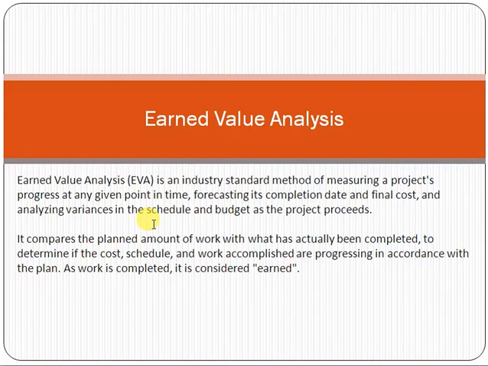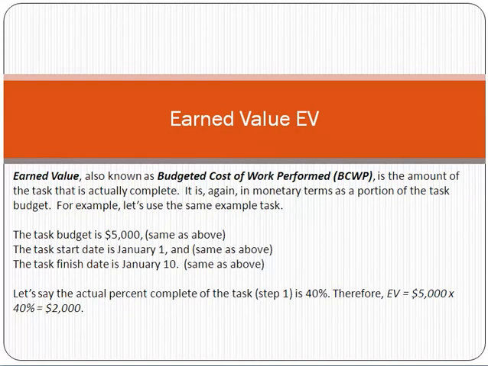So friend, this is called the concept of earned value analysis in project management, in which we compare the actual work versus the planned work and calculate the performance of our project, in terms of time, cost, and budget. Now coming to our main topic, earned value, EV. What does earned value mean? Earned value, also known as budgeted cost of work performed, BCWP, is the amount of the task that is actually complete. The work which is actually complete is called the earned value.